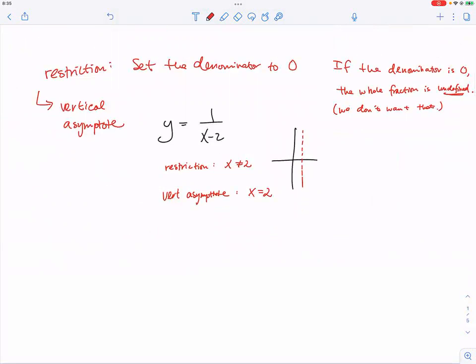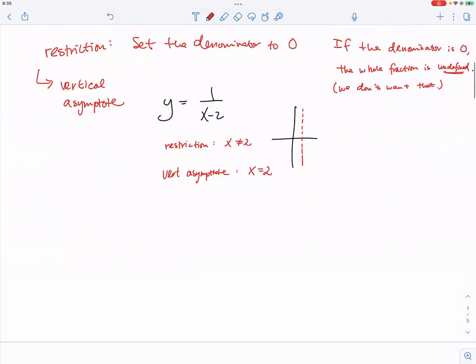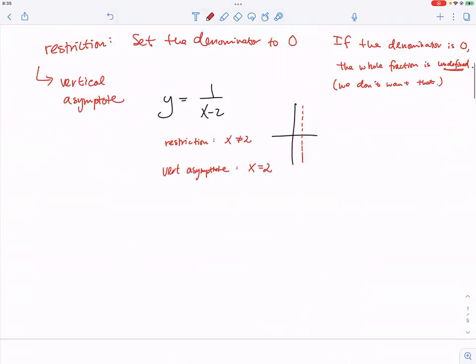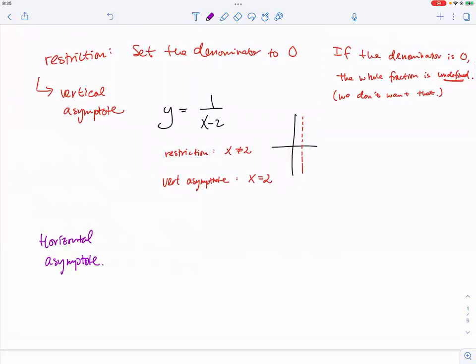Now, let me go on and talk about the next thing. I'm going to use a purple color instead. So the next one is called the horizontal asymptote. We talked about vertical asymptote, and now we talk about horizontal asymptote. I don't want to use red color. I use red for vertical asymptotes because I want you to think of it as a little red line. You don't want to touch it. You don't want to cross it. But horizontal asymptote.